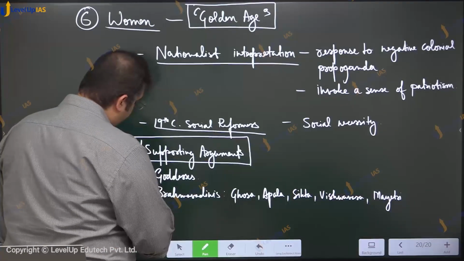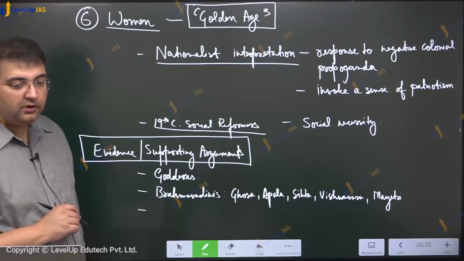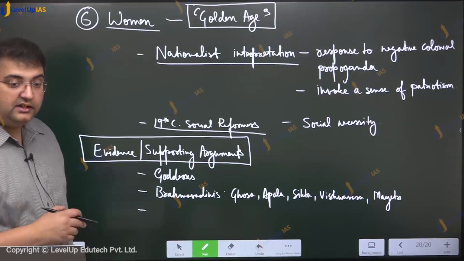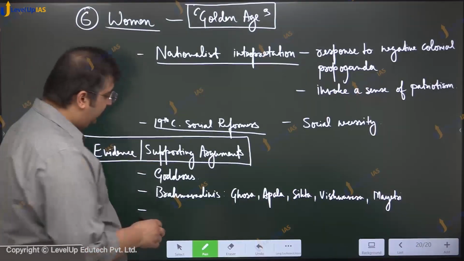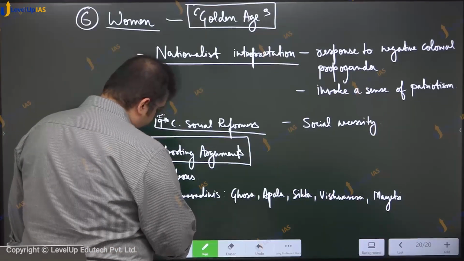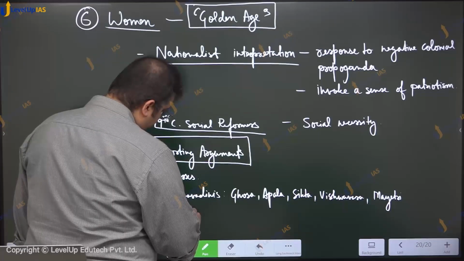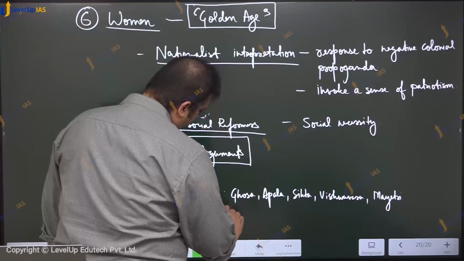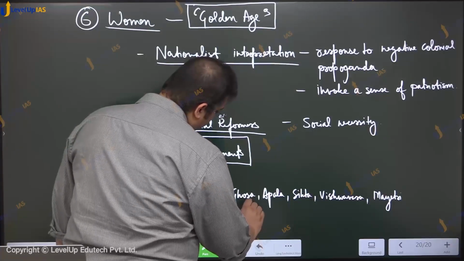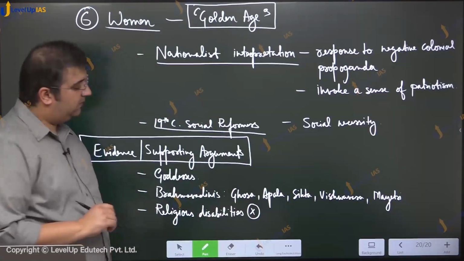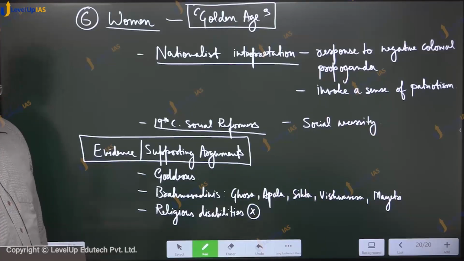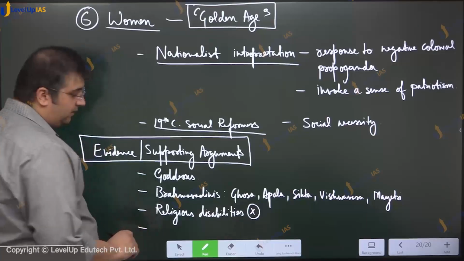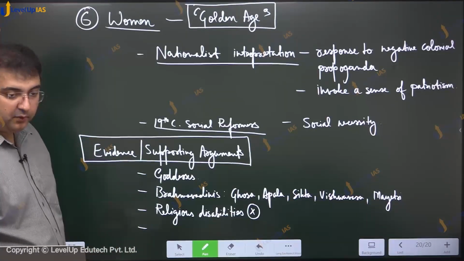Then they argued that women were not subjected to any religious disabilities. They could perform the yagyas, participate in the yagyas without any discrimination. Religious disabilities, according to them, were not imposed on women. Similarly, women also participated openly in political activities.